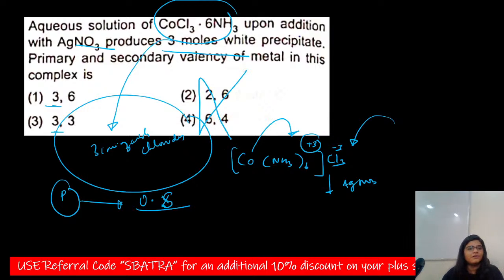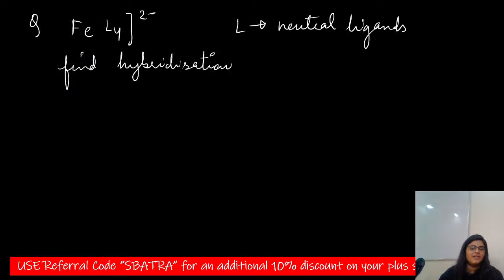Next, we have to find out the secondary valency. What is secondary valency? Secondary valency is equal to coordination number. So here the coordination number is 6. So the correct answer is definitely option number one. Okay, well done guys, this is your next question.